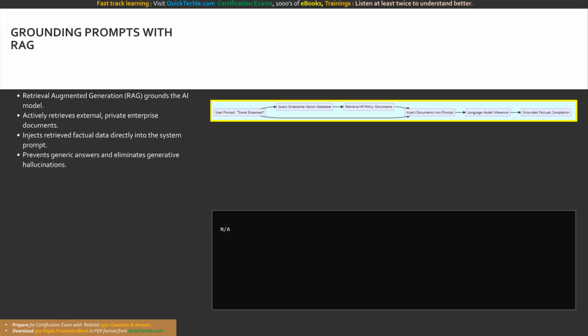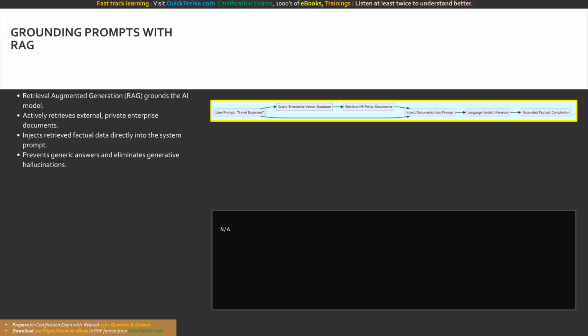When the user asks the question, your application code first executes a rapid search against the organization's private expenses policy documentation, retrieving the specific paragraphs related to international travel limits. The application then automatically injects that retrieved policy text directly into the system prompt, alongside the user's original question. Now the language model can use the securely retrieved policy information to provide deep factual context, allowing it to generate a highly relevant, mathematically accurate, and completely grounded answer based exclusively on your private corporate data. This technique is an absolute necessity for building reliable AI agents in enterprise environments.